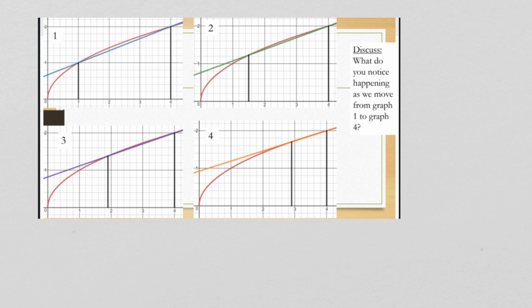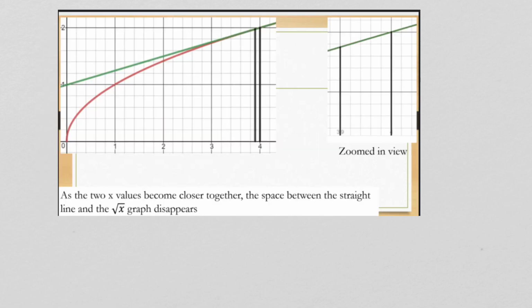So we talked about this also in the last unit. What is happening as we move from graph 1 to graph 4 here? Taking a look there, the line is getting closer and closer to the function. As we zoom in even more, as the x values become closer together for all those average rates of change, that becomes a straight line, and you don't even see the root x graph, it disappears.